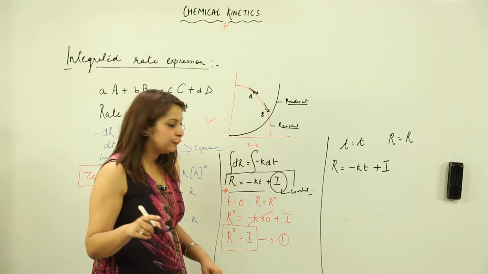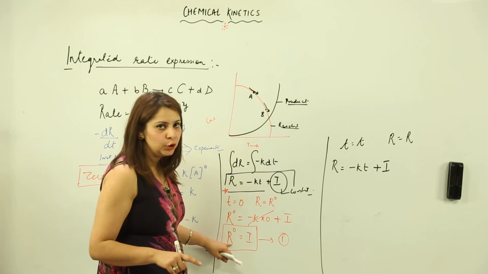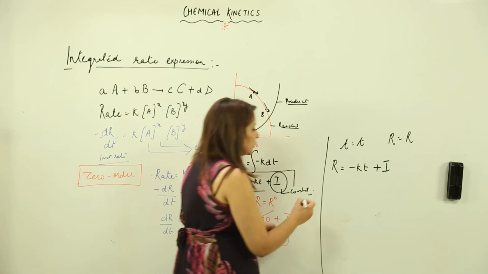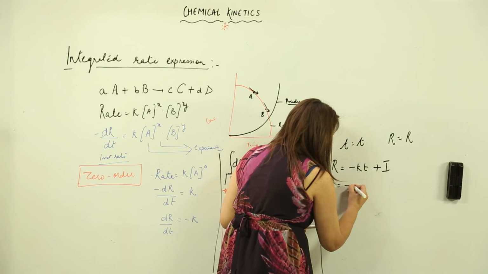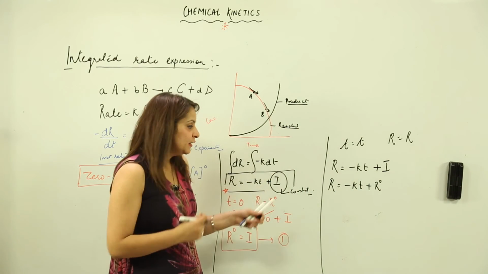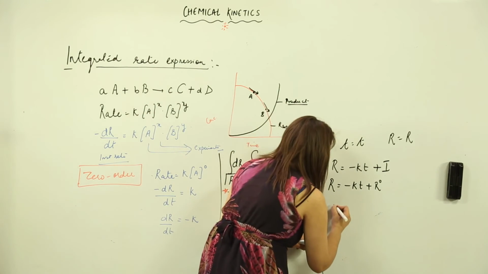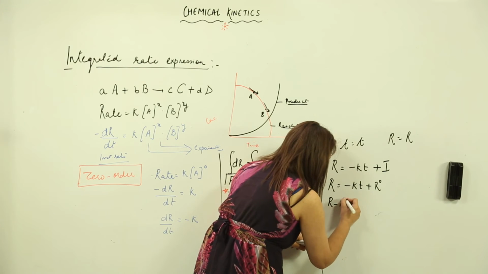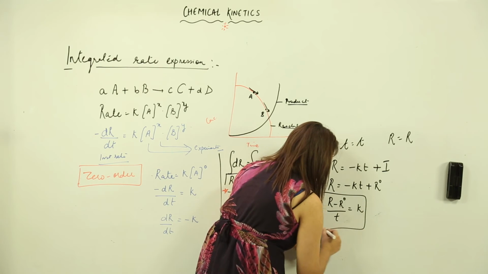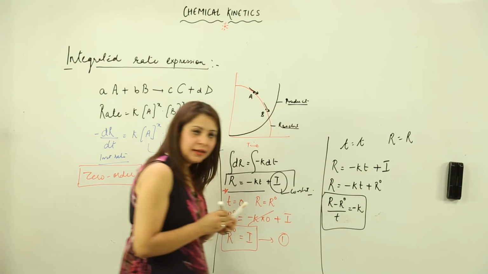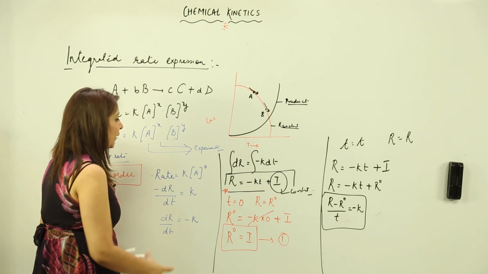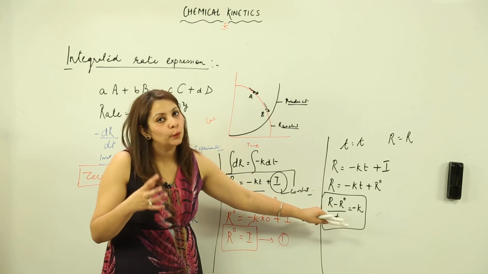Now we have the value for I, that is I is equal to R naught. Now I am going to substitute this value of this constant from this expression into there. So what I get is R is equal to minus kt plus R naught, right. By rearranging them I can have the expression (R minus R naught) divided by time is equal to minus k, right. So that means for zero order, after integrating the equation, this is the integrated rate equation.